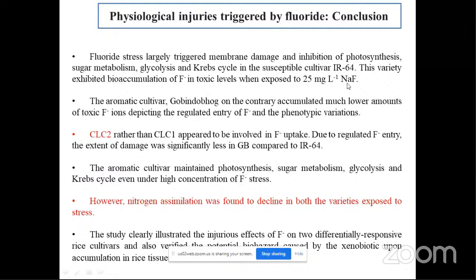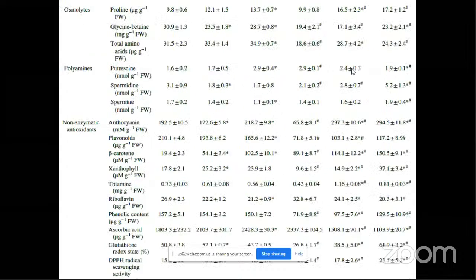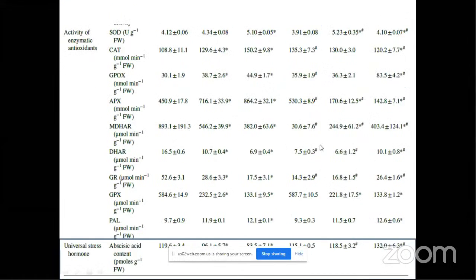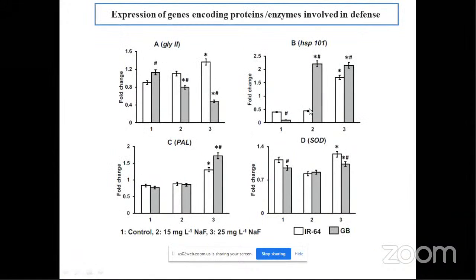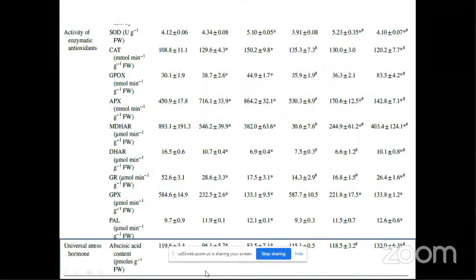And as I already told you, IR64 is behaving as a susceptible variety, whereas Govindabhog appears to be, to some extent, a tolerant variety. These were some of the defense mechanisms, like the osmolytes, polyamines, and the different antioxidative enzymes. And I just want to draw your attention towards this abscisic acid content.